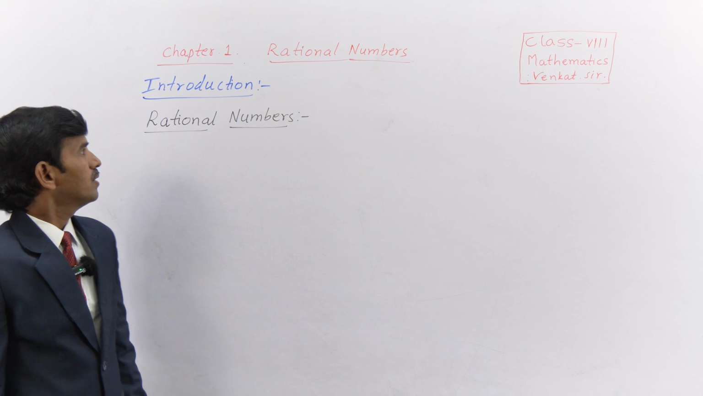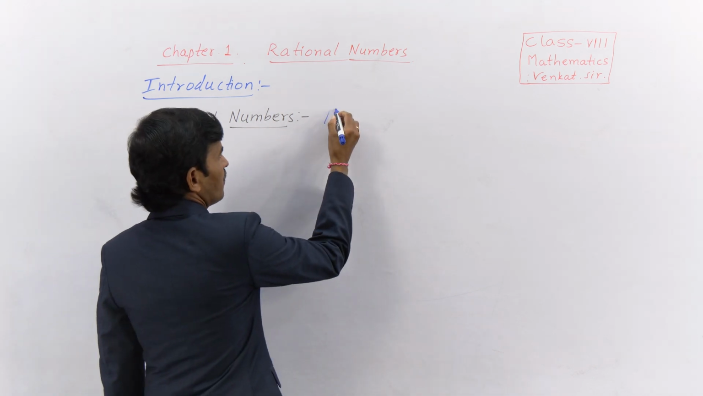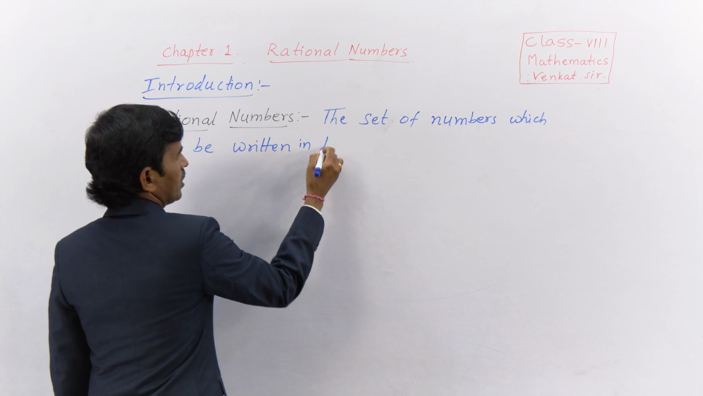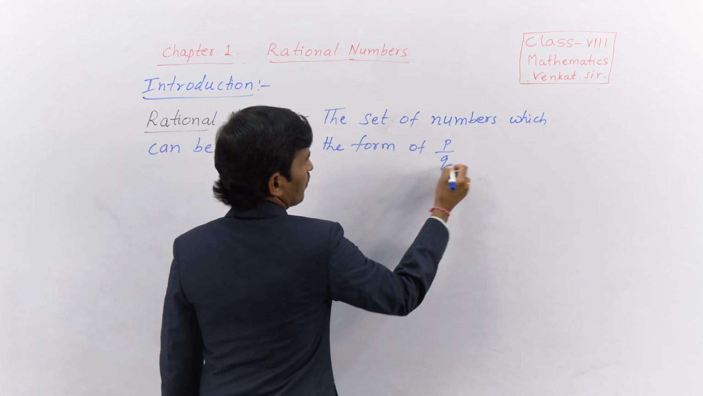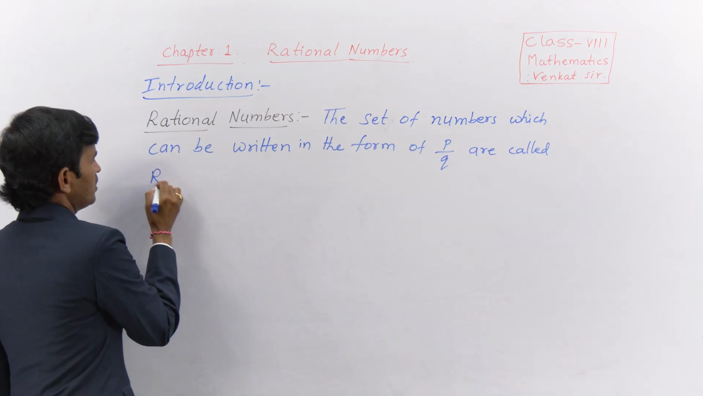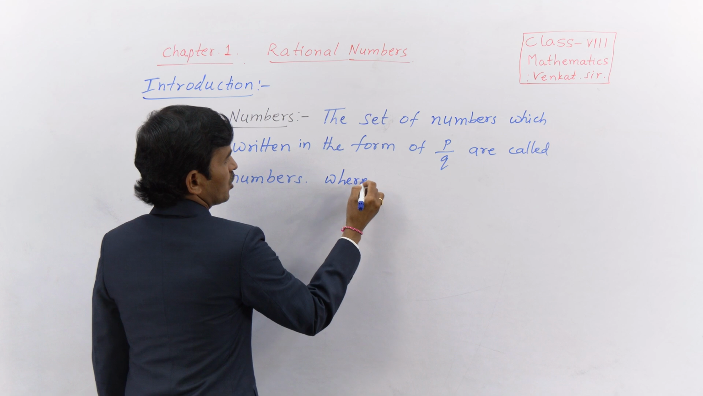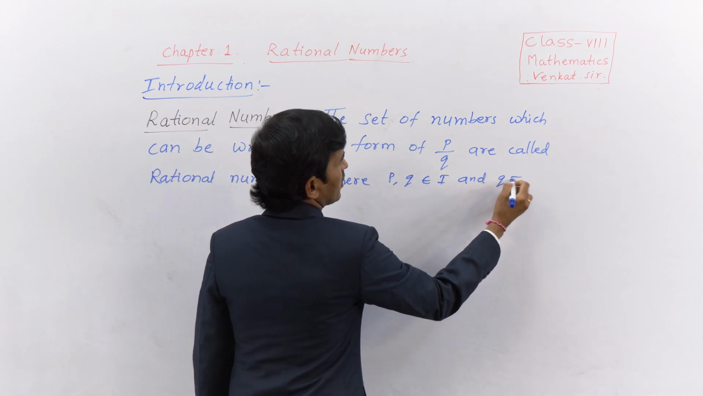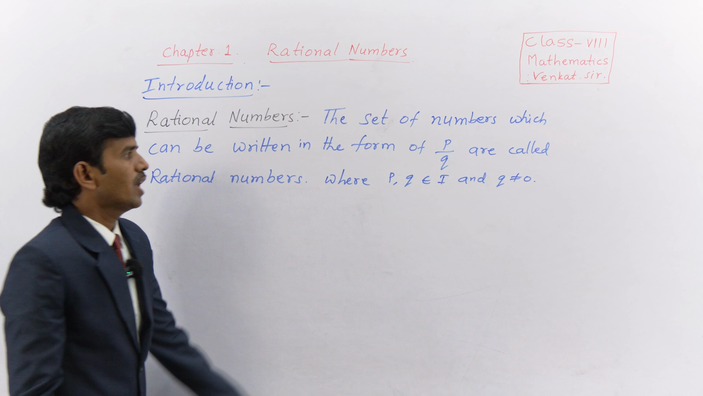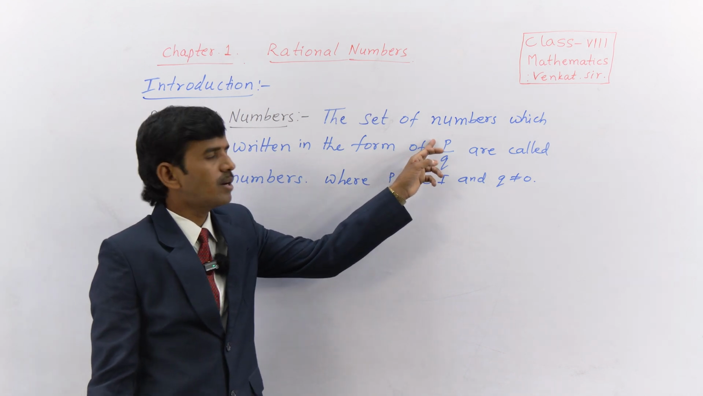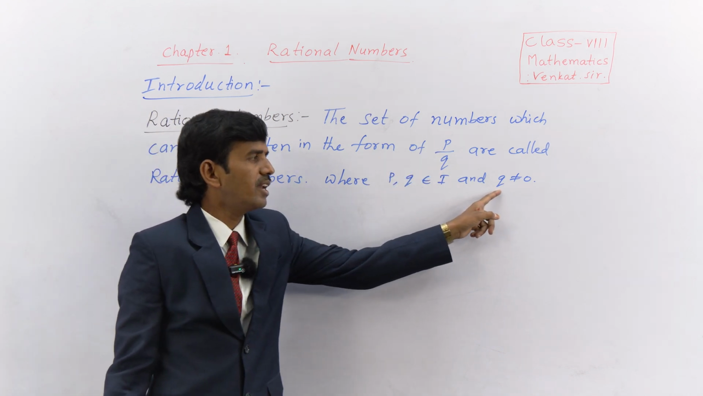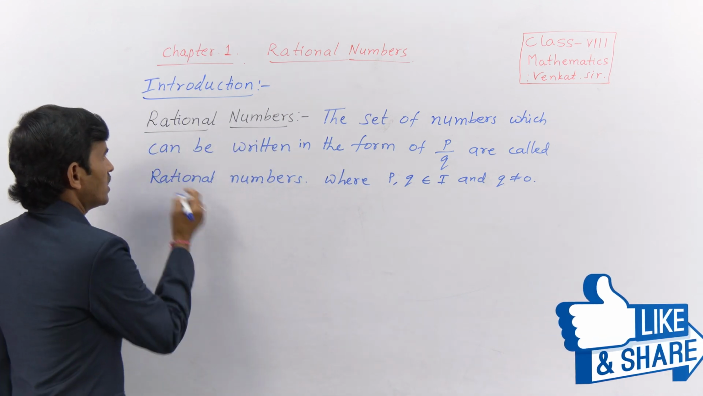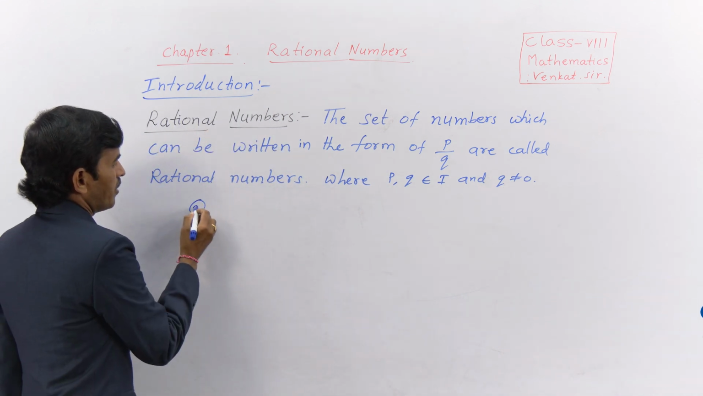Brief definition of rational numbers. The set of numbers which can be written in the form p by q are called rational numbers, where p, q belong to integers and the condition is what? q must not be equal to 0. If the denominator is 0, it cannot be defined, so the denominator condition must be mentioned as not equal to 0.